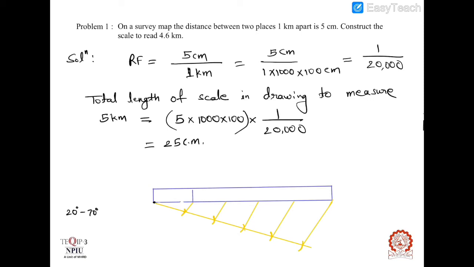Now draw these vertical lines from this point. Now you have successfully divided this line into 5 number of equal parts without any measurement.